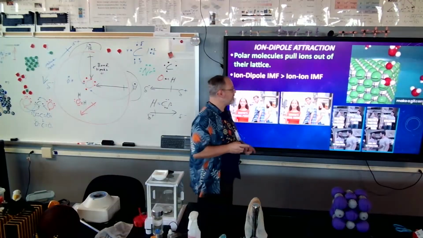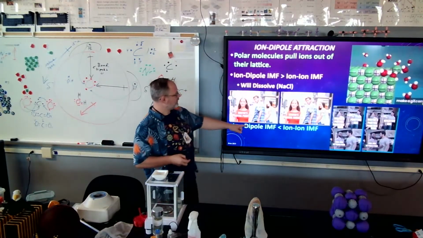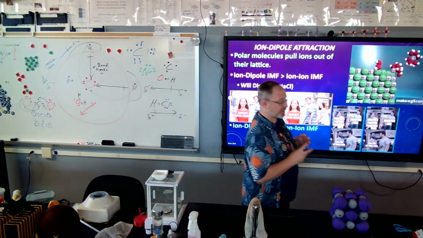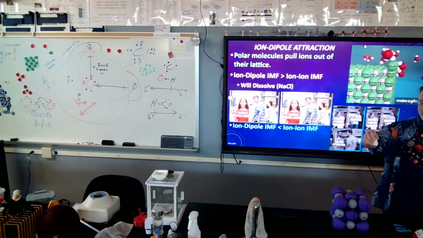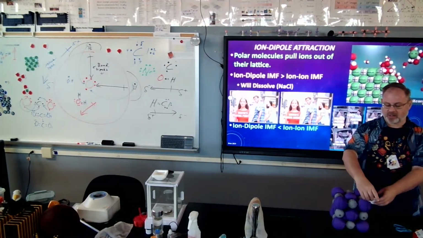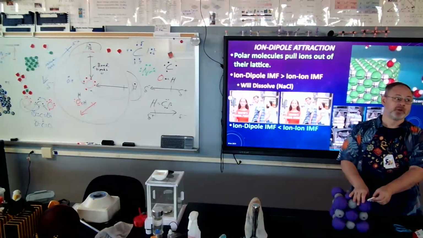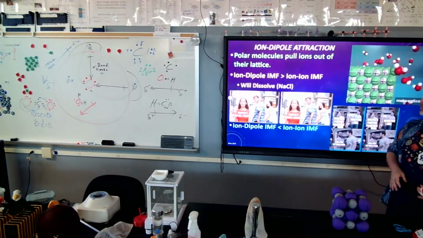But if the ion dipole attraction is weaker than the ion attraction, the ionic lattice stays together. So if water molecules say, oh, look at that negative ion, but the ion says, nope, my attraction for the positive ions is too strong, you can't pull me apart, that's going to be an ionic solid that will not dissolve.